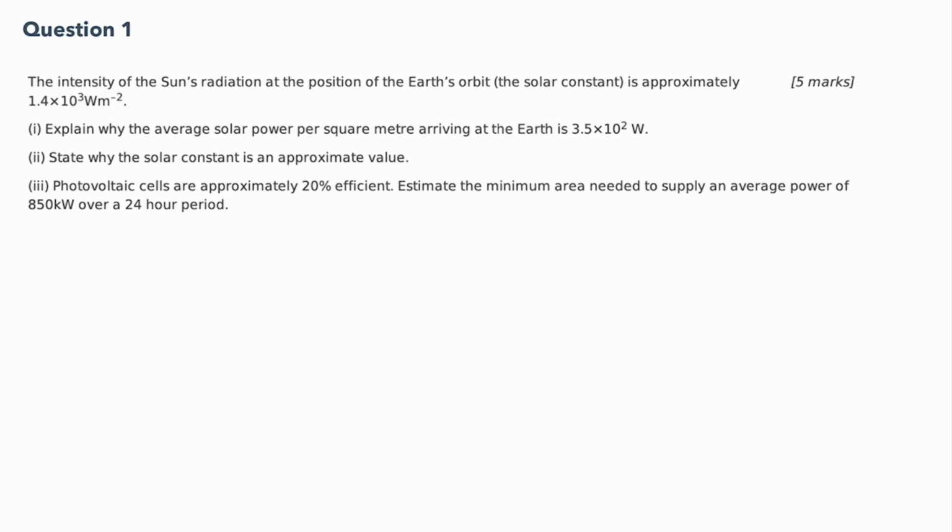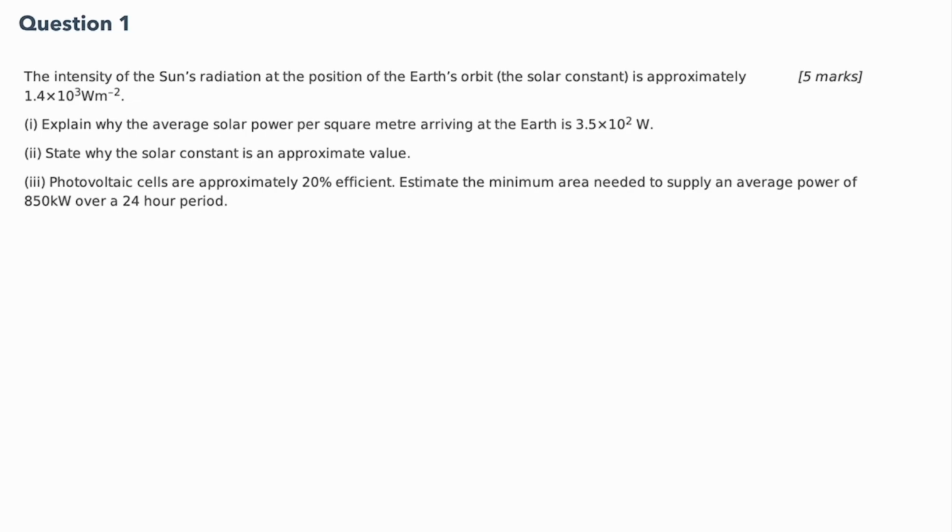Question 1. The intensity of the sun's radiation at the position of the Earth's orbit, which is the solar constant, is approximately 1.4 times 10 to the 3 watts per metre squared. Explain why the average solar power per square metre arriving at the Earth is 3.5 times 10 to the 2 watts per metre squared. There's a mistake there. So explain why the average intensity when it reaches the Earth's surface is actually only 350.